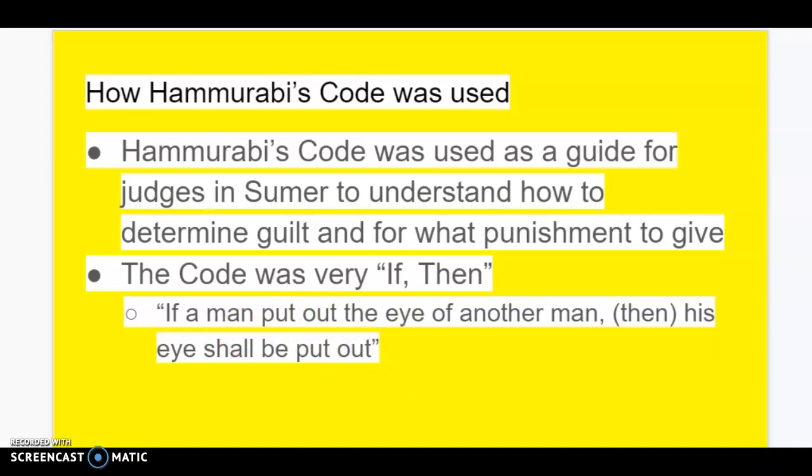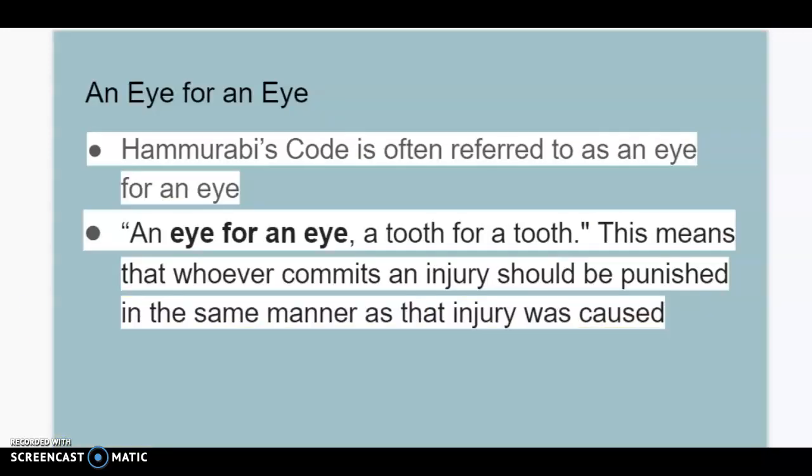So it really does read to a judge like, hey, if you have a case and this person's accused of this, then this is how you determine who's guilty, and this is then how you punish them. And so literally I use this example here: if a man put out the eye of another man, his eye shall be put out. That's why historians refer to Hammurabi's Code as an eye for an eye.